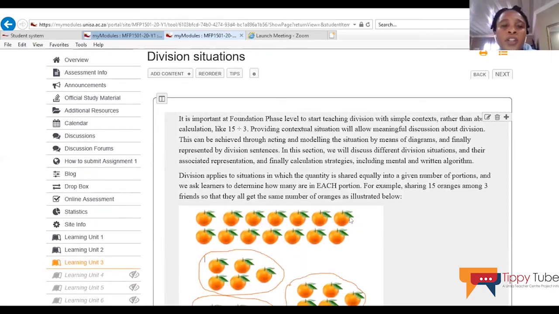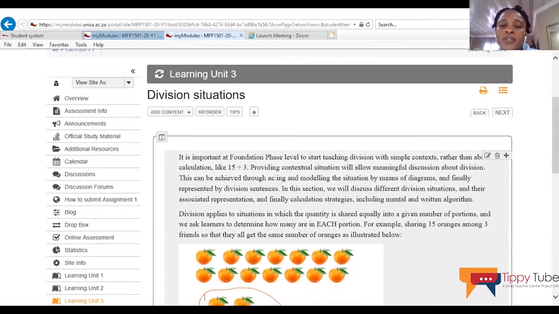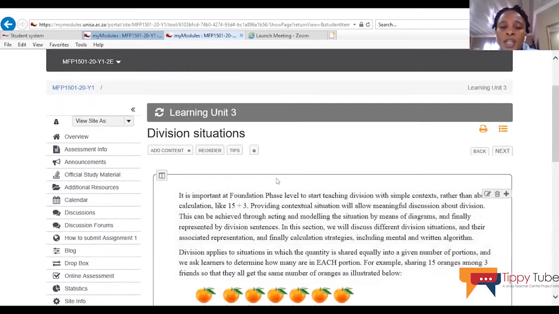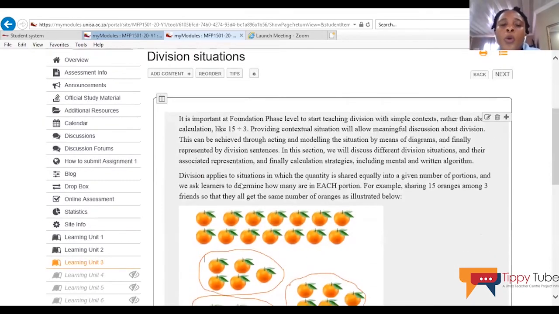We are on division situations. With division situations, it is important, especially at foundation phase level, to start teaching division with a simple context instead of being too abstract. For example, here I'm giving an example of oranges where we're going to solve 15 divided by 3.